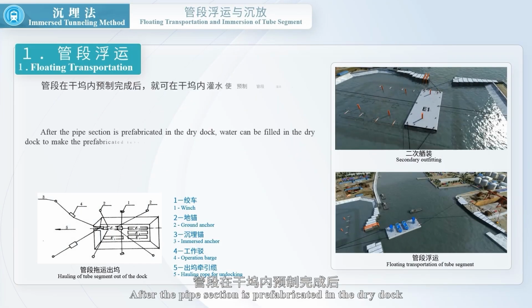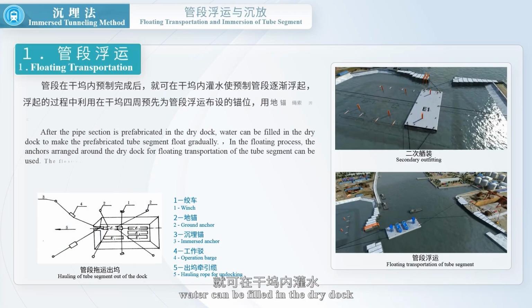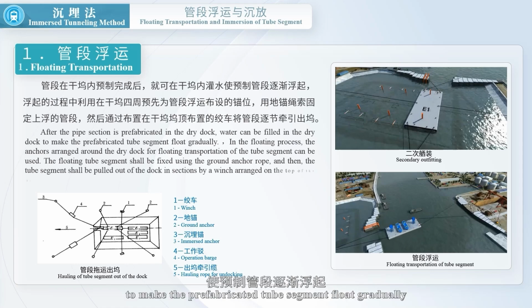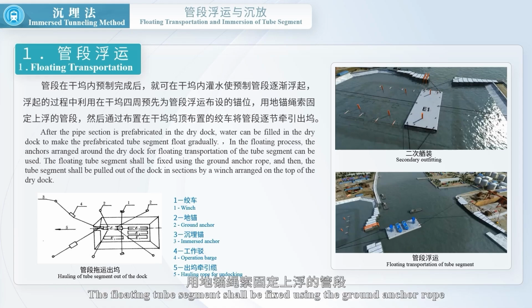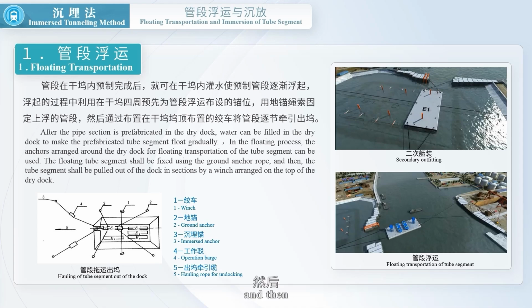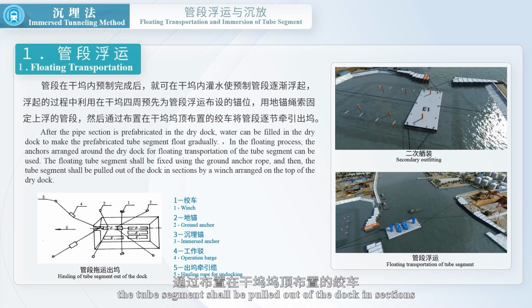After the pipe section is prefabricated in the dry dock, water can be filled in the dry dock to make the prefabricated tube segment float gradually. In the floating process, the anchors arranged around the dry dock for floating transportation of the tube segment can be used. The floating tube segment shall be fixed using the ground anchor rope, and then the tube segment shall be pulled out of the dock in sections by a winch arranged on the top of the dry dock.